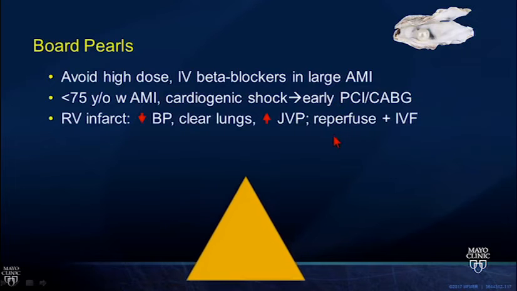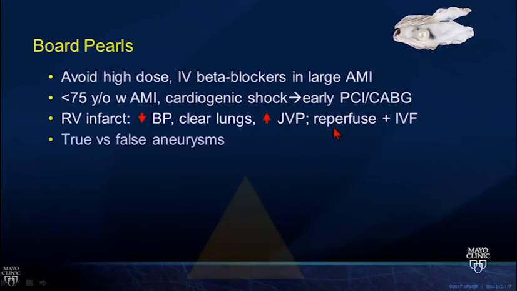In RV infarct, you have a trio of reduced blood pressure, clear lungs, elevated JVP. These patients are going to have an S3 and a preserved Y descent. We're going to reperfuse and give them IV fluids. You give them IV fluids even though the neck veins are up because the left ventricular preload is reduced.